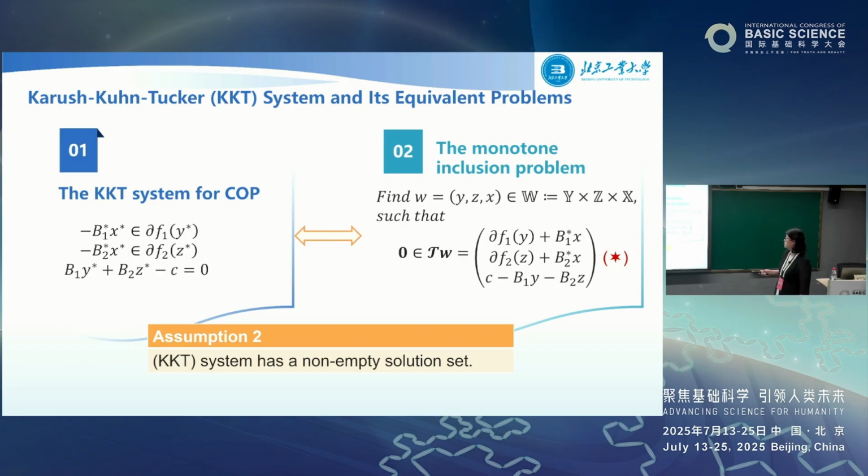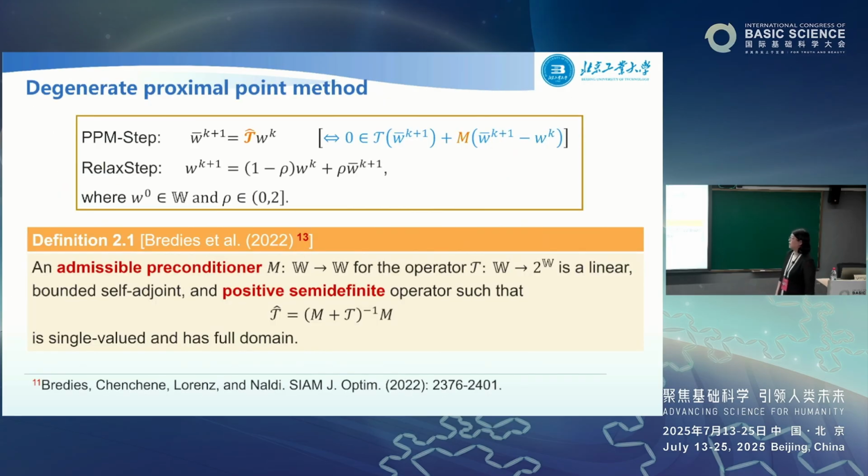And this KKT system is equivalent to the monotone inclusion problem. Here we try to find the solution W such that it is a solution of the generalized equation. And to have the solution, the second assumption is that the KKT system has a non-empty solution set. It's a very natural assumption.